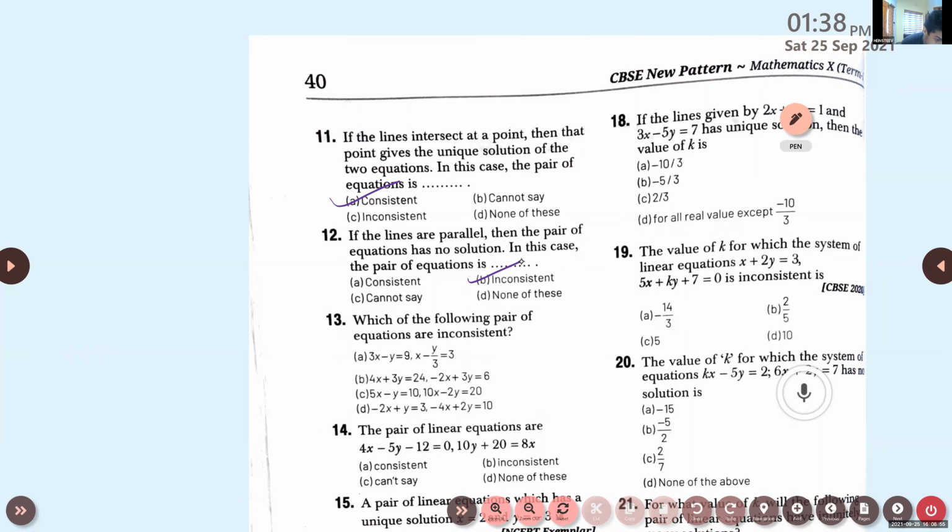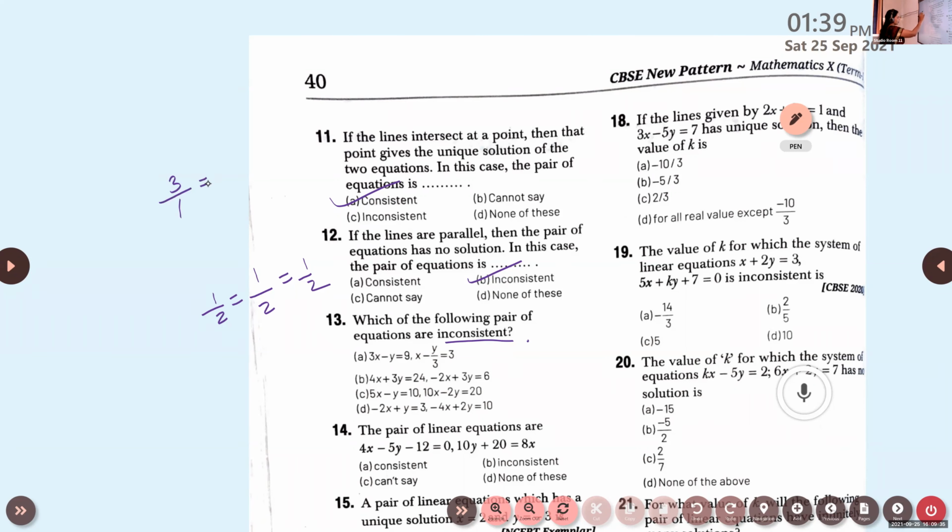I want option C. Is it option C? I'm not getting option C. Check it. In option C, you get 5 by 10, 1 by 2, 1 by 2, 1 by 2 only will get in option C. Is it B? It is asked for inconsistent. Option A, check it. They're giving one by one. What about the first one?